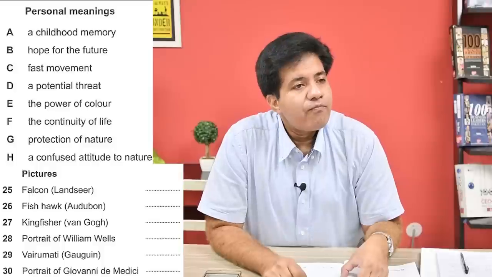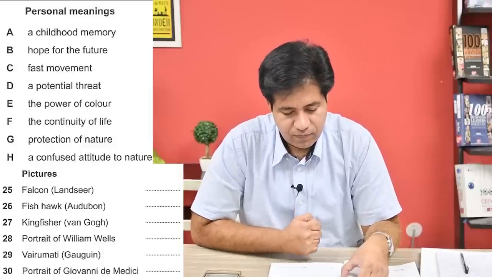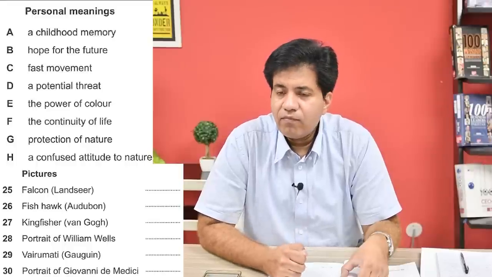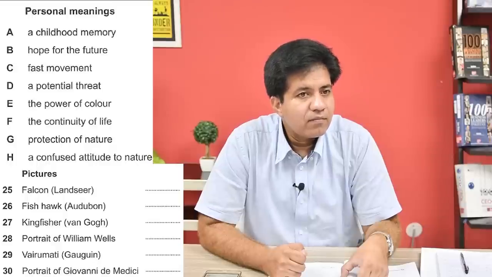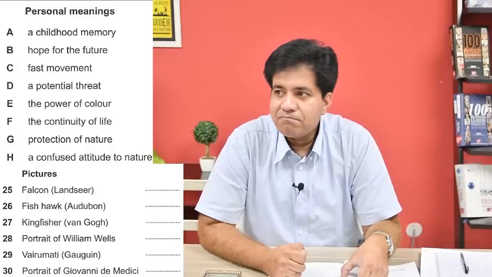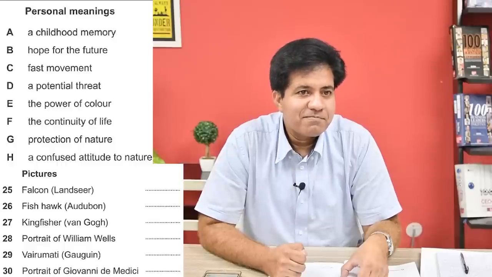There's a portrait called William Wells. I can't remember the artist, but it's a middle-aged man who's just shot a bird. And his expression and the way he's holding the bird in his hand suggests he's not sure about what he's done. To me, it's about how ambiguous people are in the way they exploit the natural world.